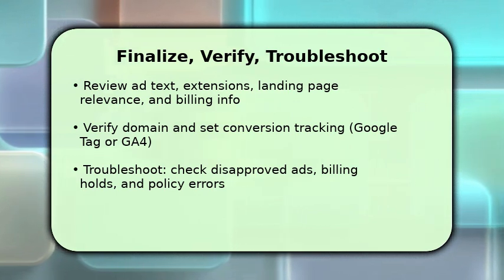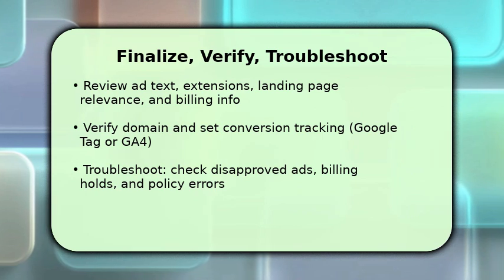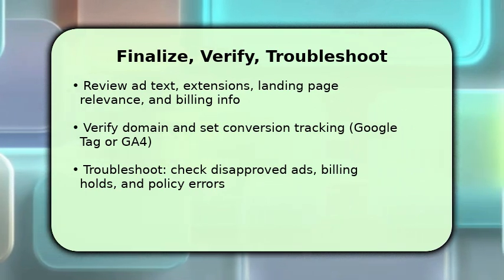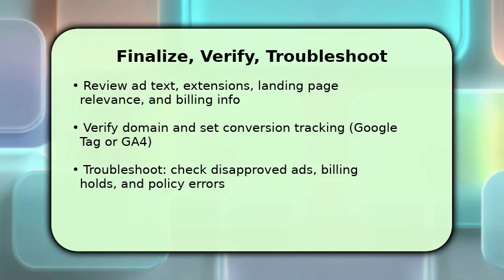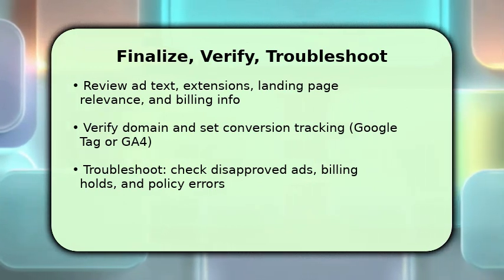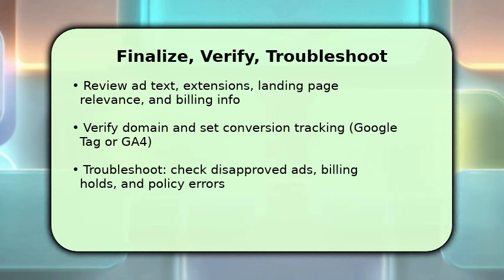If something goes wrong, check ad disapproval notices, billing holds, or policy violations. Make the specified edits. Then resubmit, because most issues clear after correcting the flagged item and requesting a review.